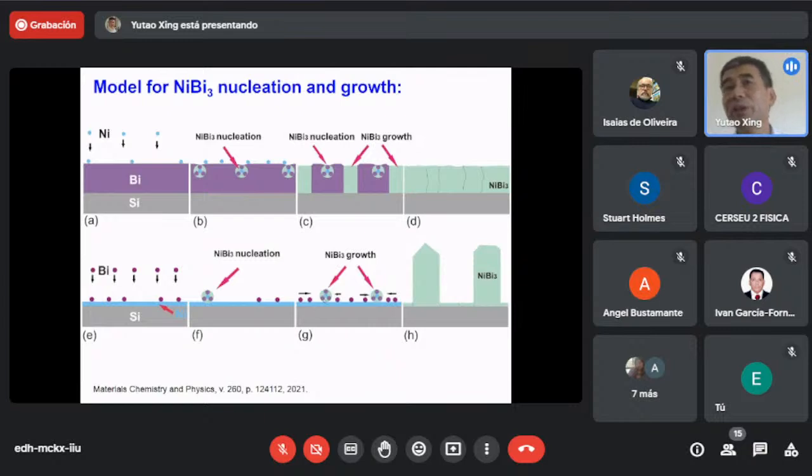For this reason, at the end, they formed the pillar-like structures with a very thin layer of nickel bismuth 3 left on the surface. So also we published the result in 2021.